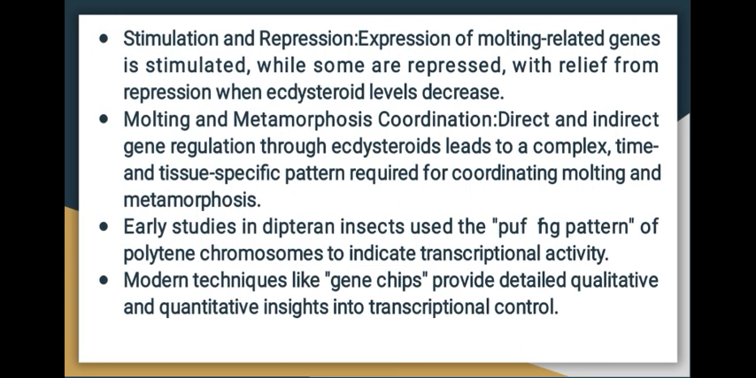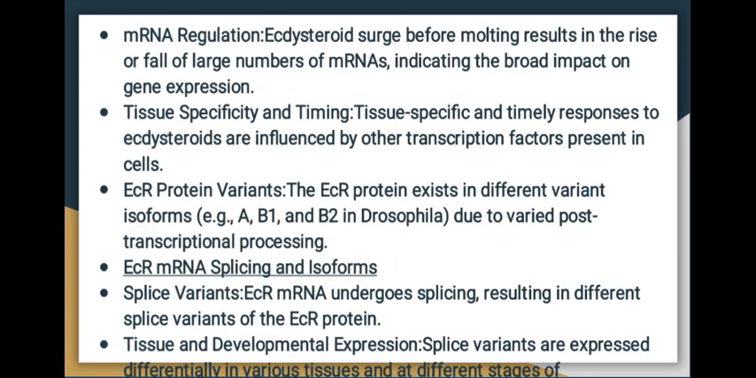Molting and metamorphosis coordination. Direct and indirect gene regulation through ecdysteroids leads to a complex time and tissue specific pattern required for coordinating molting and metamorphosis. In early studies in Diptera, insects used the puffing pattern of polytene chromosomes to indicate transcriptional activity. Modern techniques like gene chips provide detailed qualitative and quantitative insights into transcriptional control.